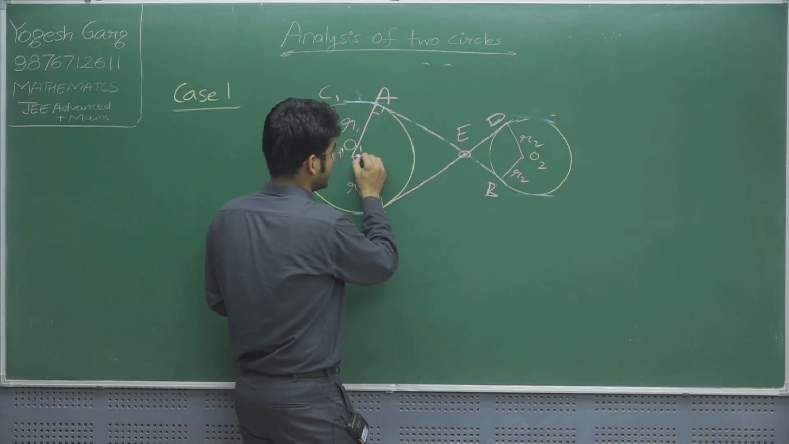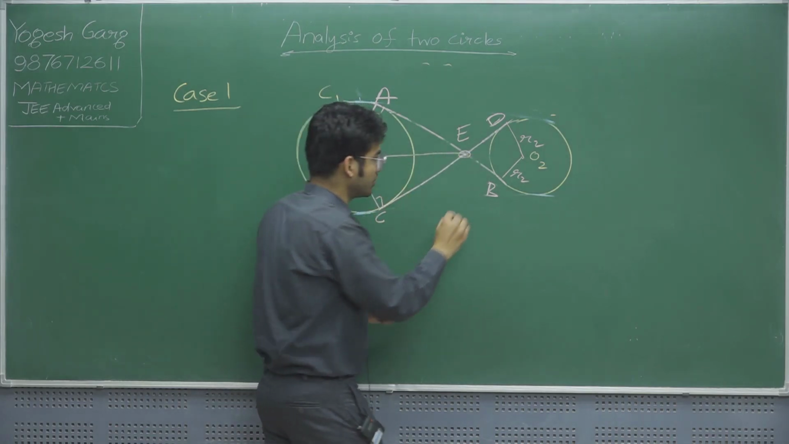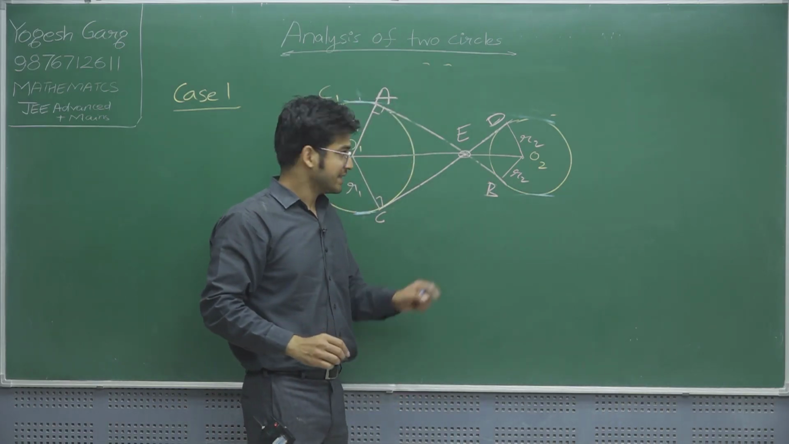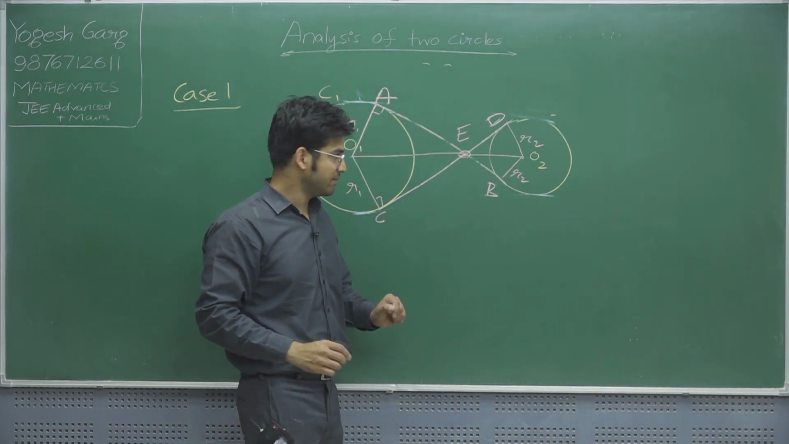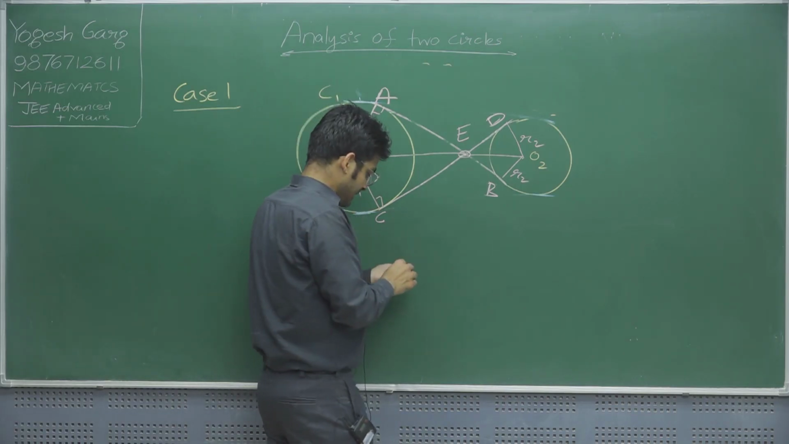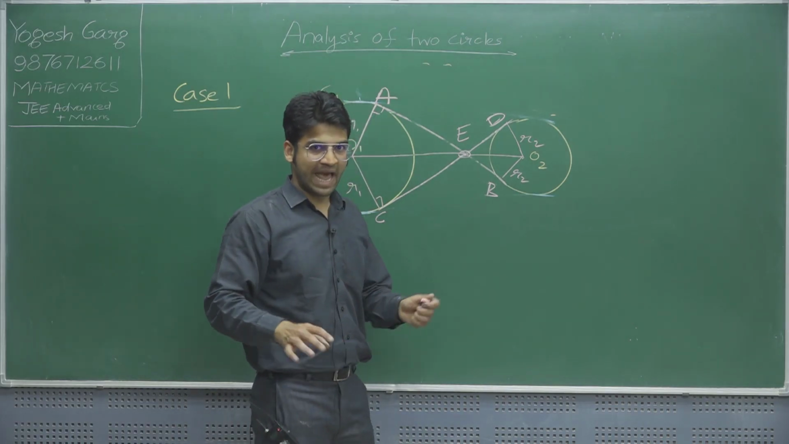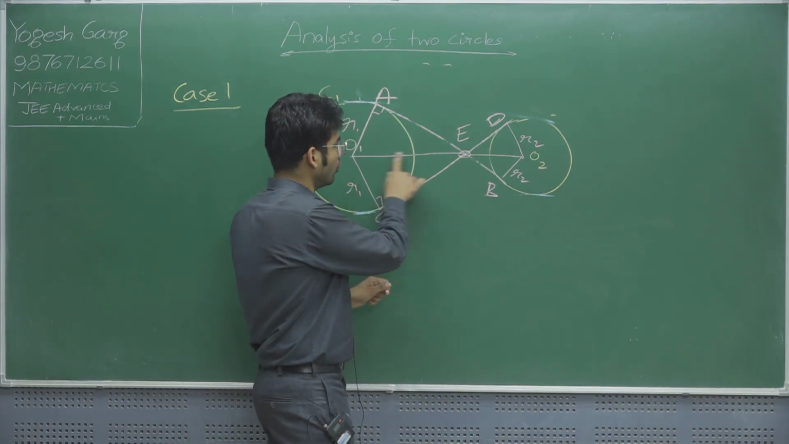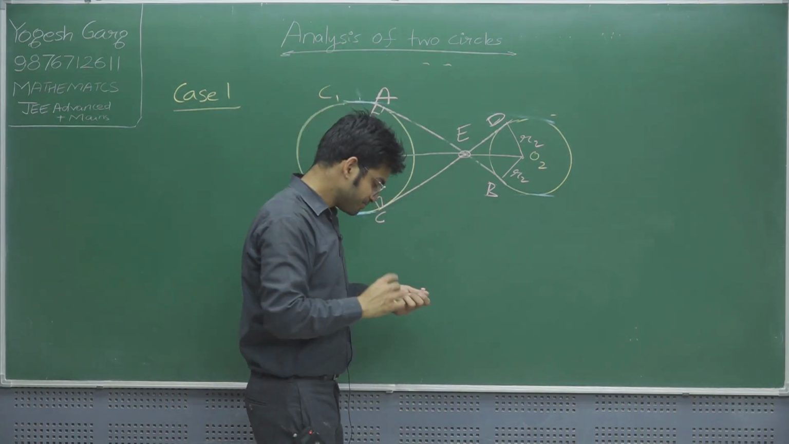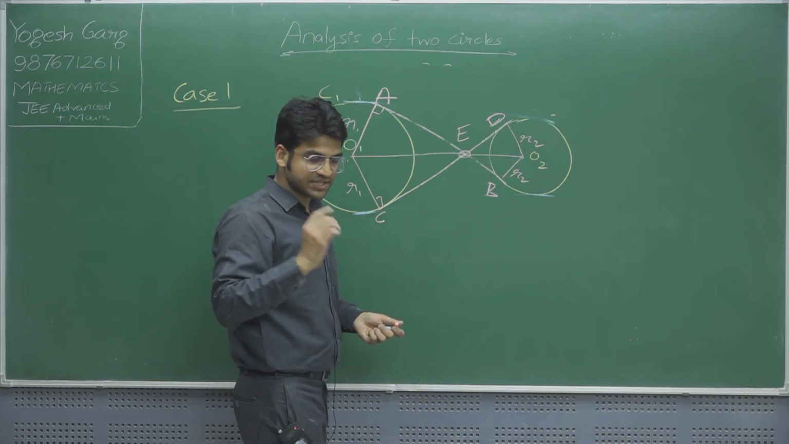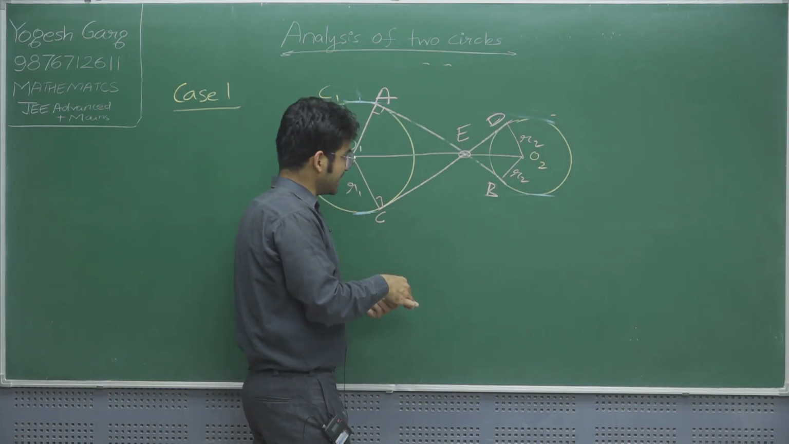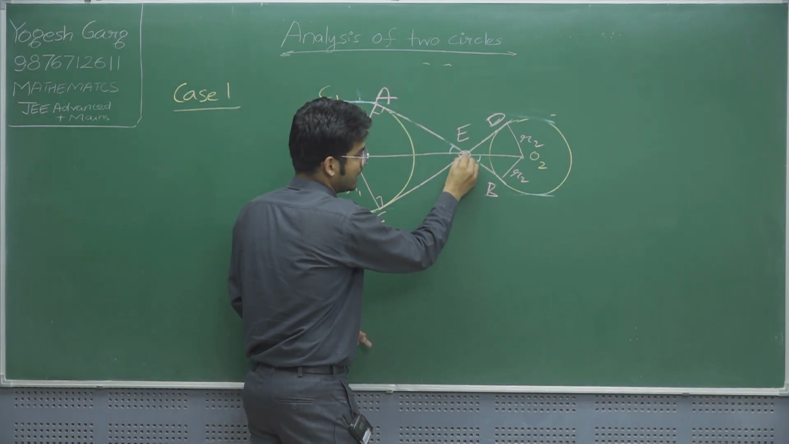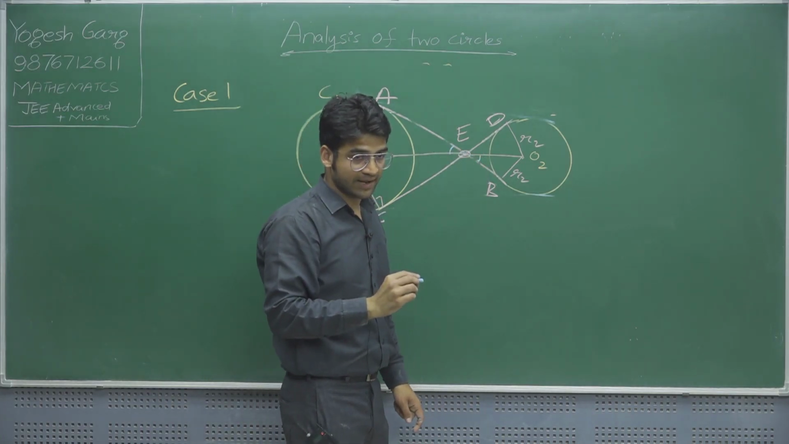Now the interesting thing is, if you join O1E and O2E, you will be amazed to know that it will be a straight line. This can be proved, but I am not stretching it in this particular video. It is not a very difficult thing, but O1EO2 will be a straight line. So now, if it is a straight line, we can clearly see that these two angles will be equal. How? Vertically opposite angles, right?